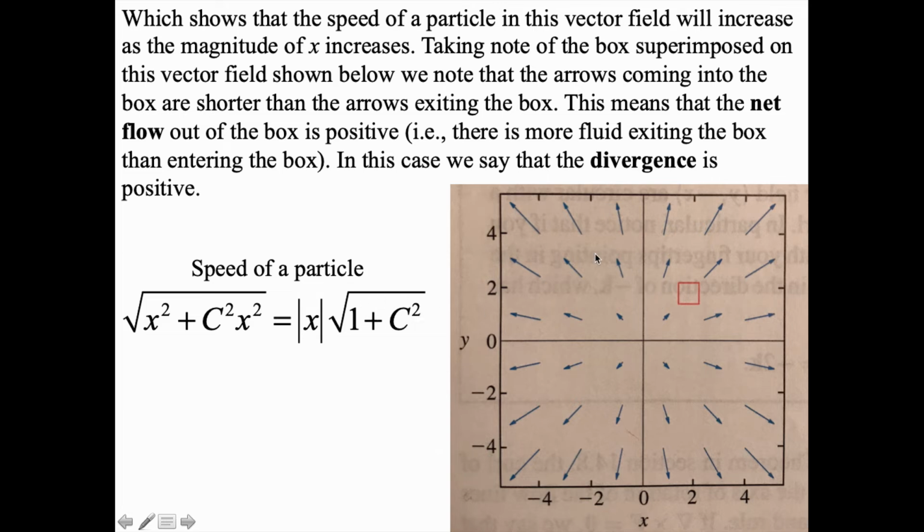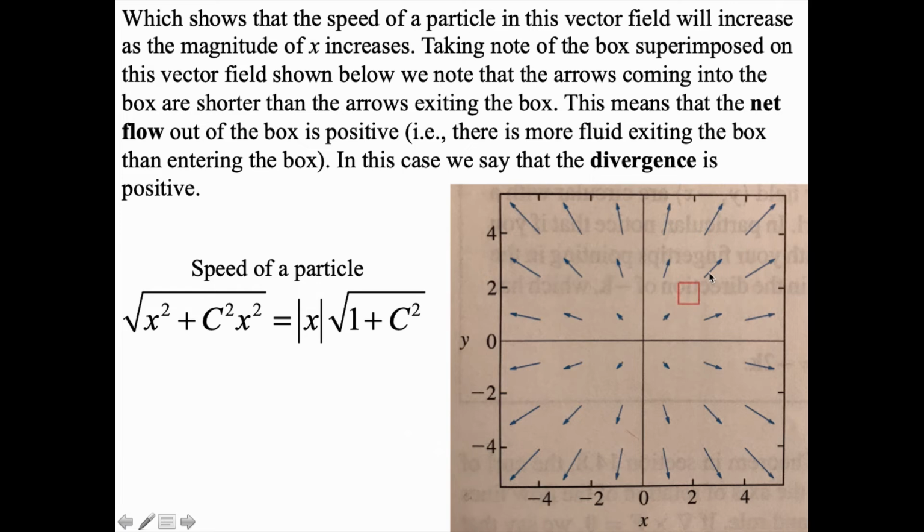So look at this vector field that I showed you with part A earlier. Here earlier we noticed that the vectors were pointing away from the origin. I don't care which way you looked at it. Now, what does it mean with regard to the magnitude of these vectors? If you look at this particular box that's superimposed on this vector field, we note that the arrows coming into the box are a bit shorter than the arrows that are exiting the box. This means that the net flow out of the box is positive.